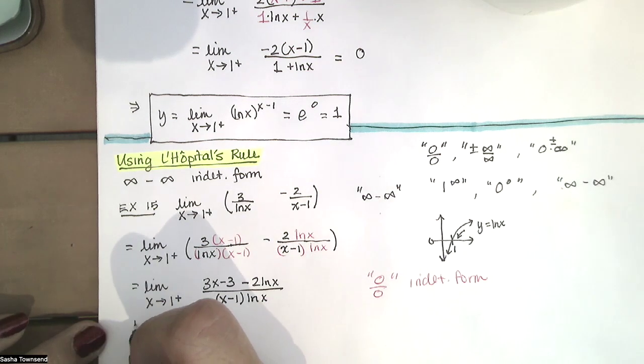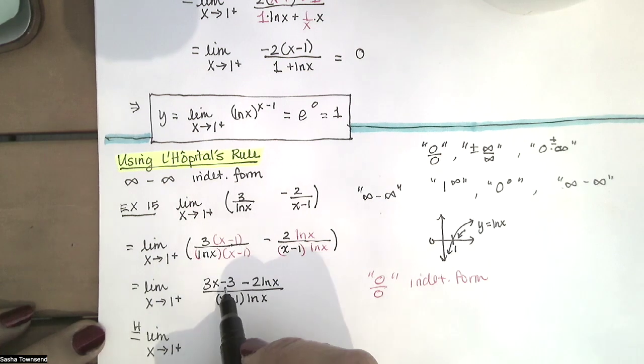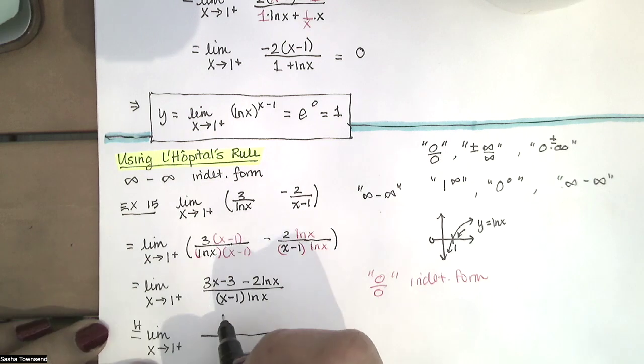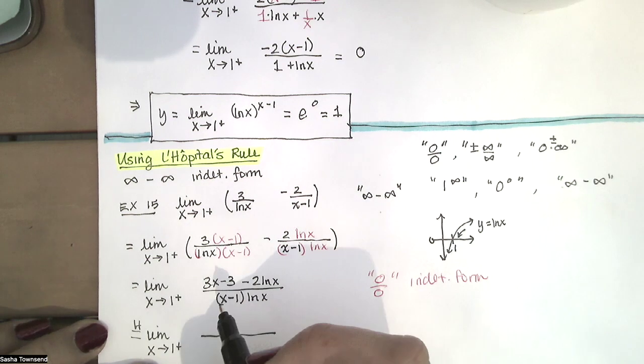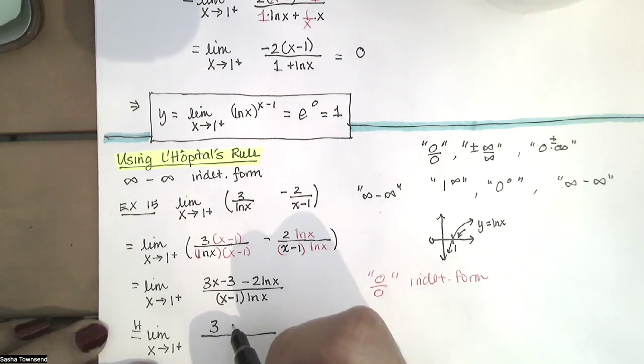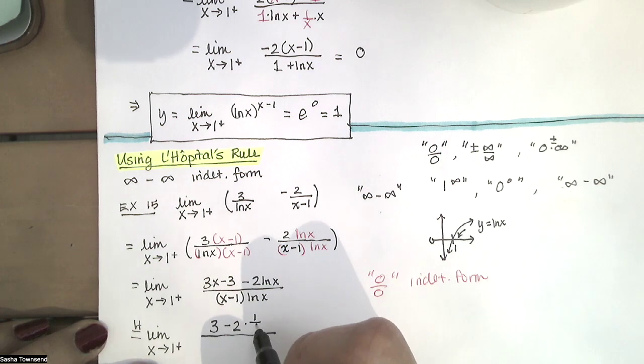So according to L'Hopital's rule, the limit of this function is the limit of the next function, where we take the derivative of the numerator and we divide by the derivative of the denominator. Well, the derivative of this expression: derivative of the constant times x is just the constant, derivative of the constant is 0. And then the derivative of -2 times natural log of x is -2 times the derivative of natural log of x, which is 1 over x.